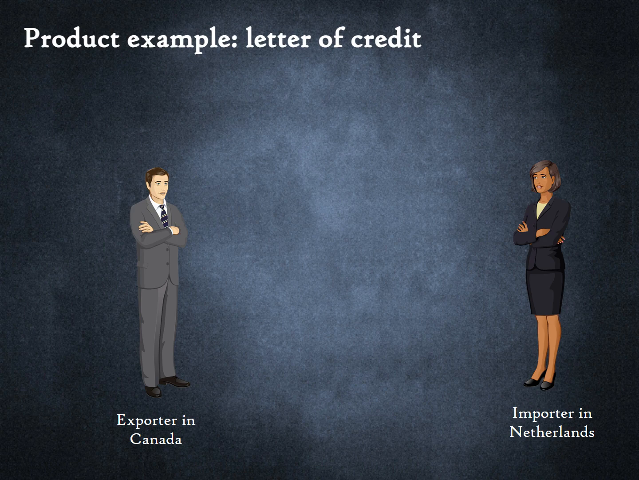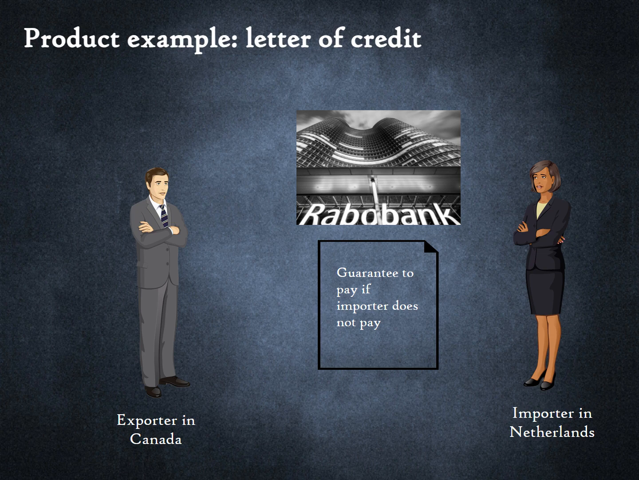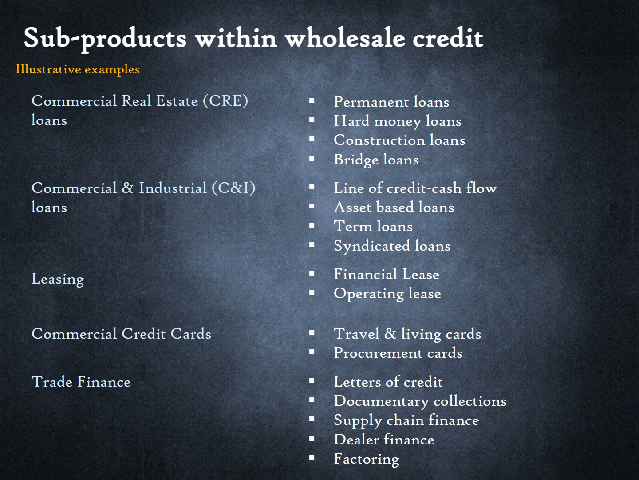So a Netherlands-based bank comes in and issues an LC with the Canadian exporter as a beneficiary. The bank guarantees that it will pay the beneficiary. The exporter does not trust the importer but recognizes the LC issuing bank as a trustworthy entity and the transaction goes through. We are now at the end of the topic of wholesale credit.